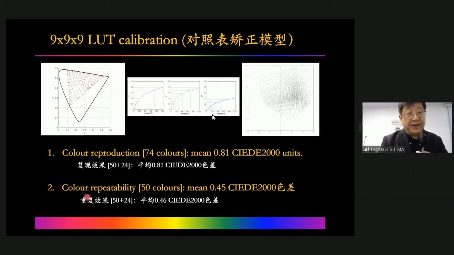For color repeatability, we have 50 colors repeated and measured 6 times throughout a 3 month period. So we can get a 0.5 delta E. This performance is typical. That is what we expected.